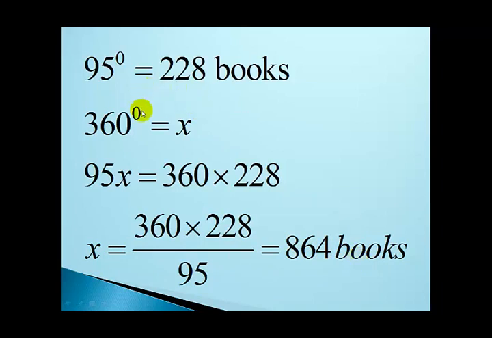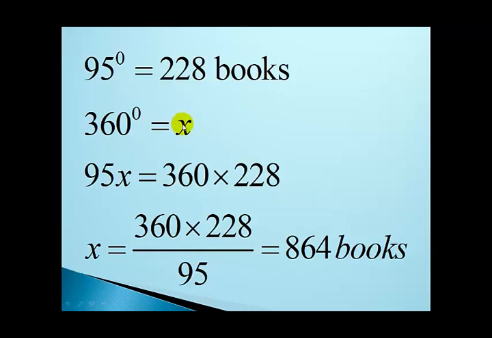I go over this again. When you look at the table, the angle of sector for mathematics is equal to 95 degrees. And from the question, we were told that the number of mathematics books borrowed is 228. And therefore, the angle of sector, 95 degrees for mathematics, is equivalent to the number of mathematics books borrowed. So 95 degrees is equal to 228 books. That means that 360 degrees is equal to x, where x represents the total number of books borrowed. So by proportion, we solve for x.